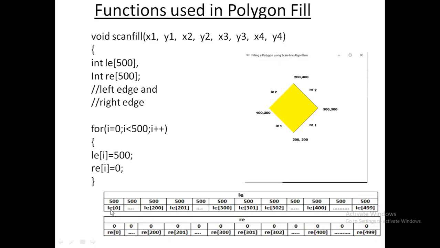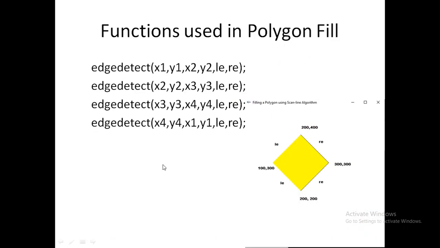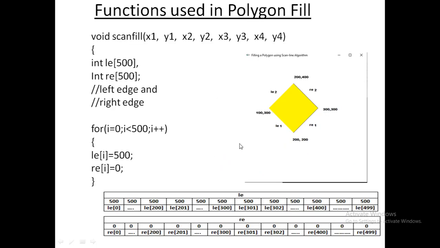Okay, and there is a right edge array declared, and the indexes are from 0 to 499 and the values are filled with 0. Please remember both arrays do not have the same value. The left edge array is filled with value 500, and the right edge array is filled with 0. So now you can understand we have drawn the polygon and we have just initialized.